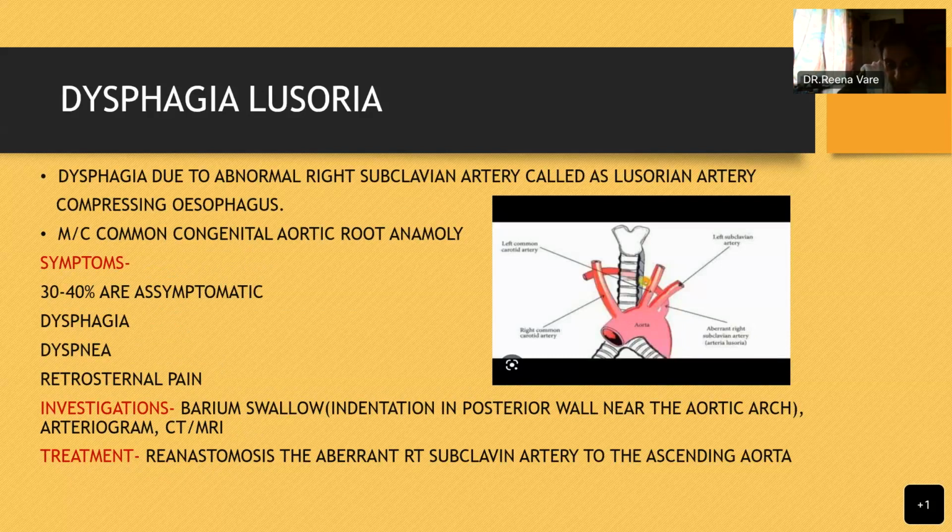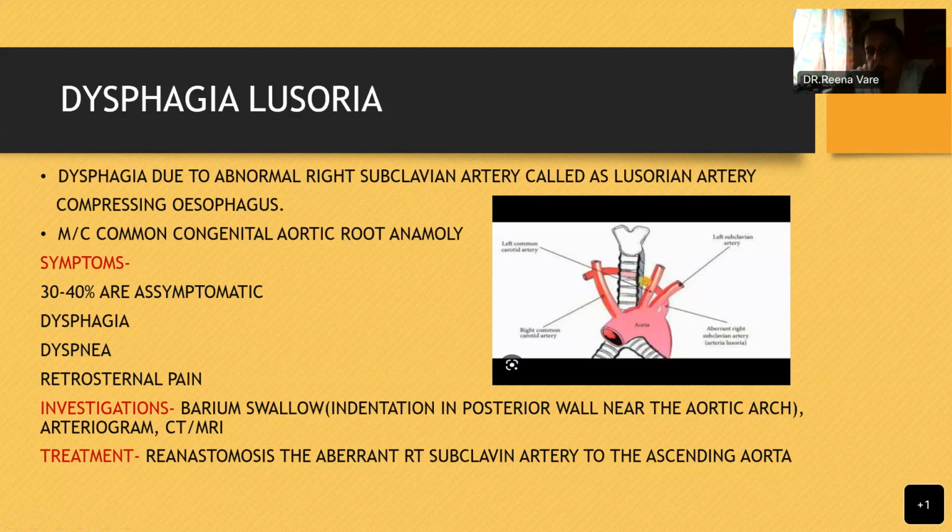We'll go to the next topic, dysphagia lusoria, very common short note which is usually asked. There is dysphagia due to abnormal right subclavian artery, which is also known as a lusorian artery. Now this compresses the esophagus. In this case, you will see where is the esophagus and where is the aberrant artery. This is the aberrant artery which is causing pressure over the esophagus. Now this is leading to dysphagia.